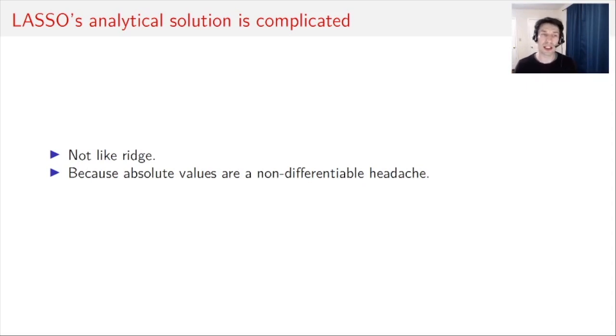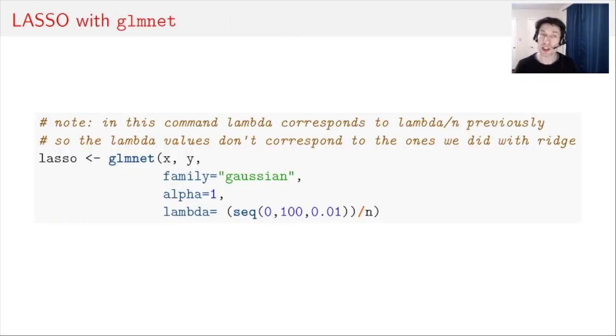Unfortunately, Lasso's analytical solution is a little bit complicated, so I'm not going to go over it here. Ridge was much simpler. The problem is that, of course, Lasso has this absolute value, and absolute values are non-differentiable functions, and so it's a headache. So we're not going to go over it. Instead, let us just look at Lasso in R.